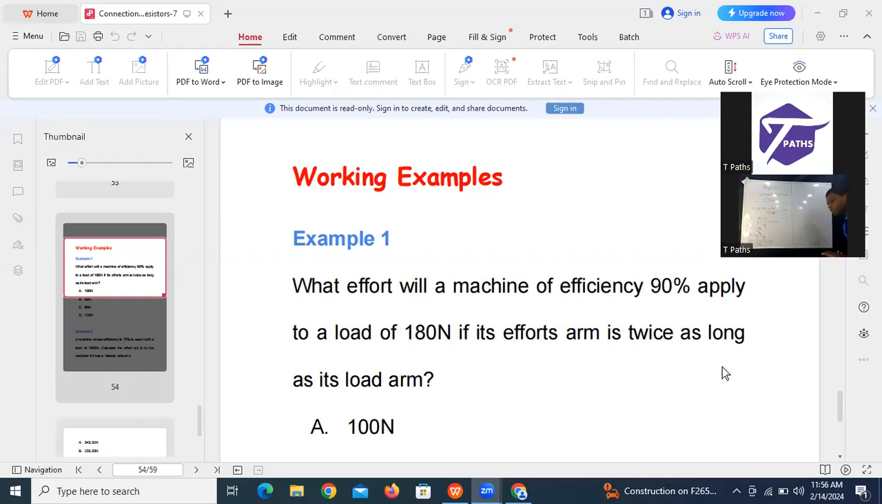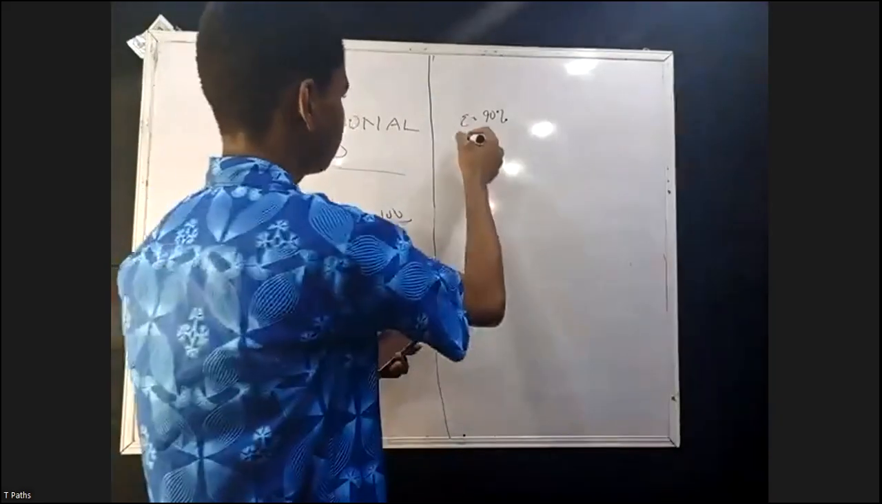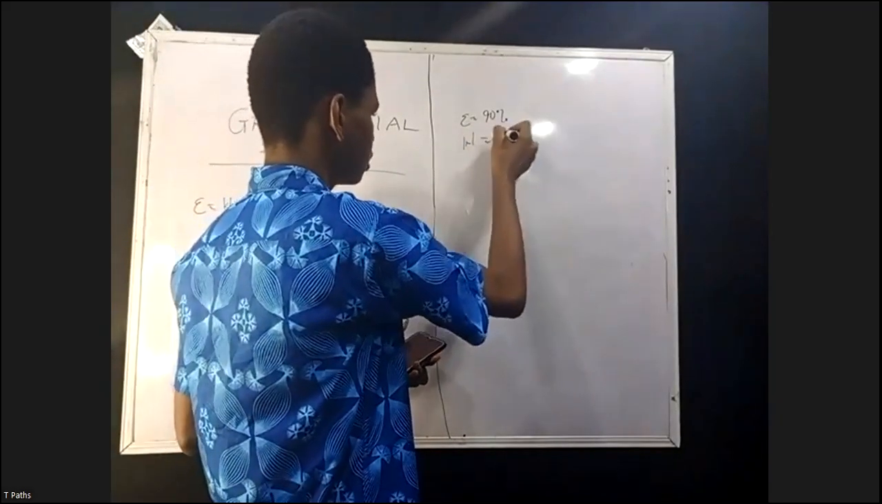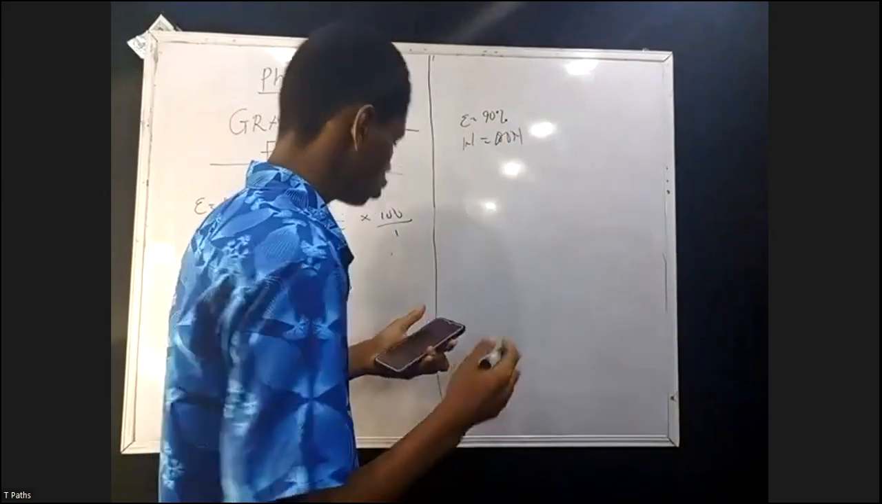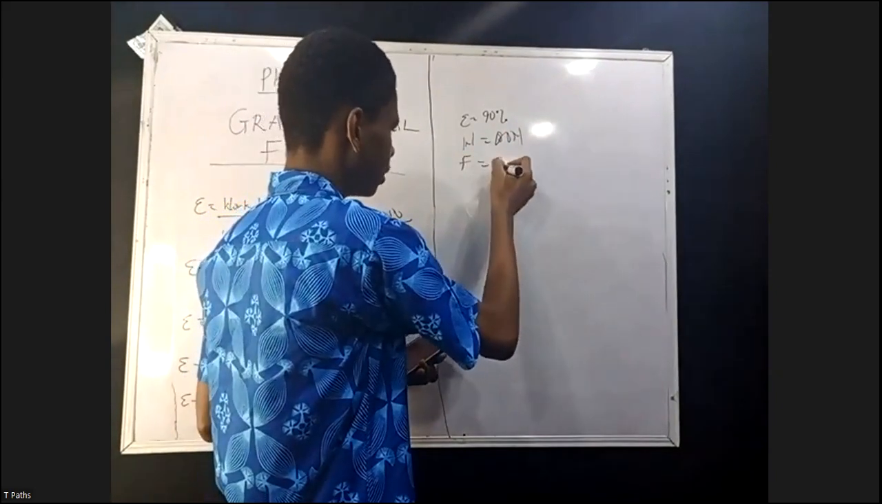The question says, what effort will a machine of efficiency 90%? So the efficiency of the machine is 90%. Apply to a load of, my load is 180 Newton. So we are asked to look for effort. I don't know my effort.